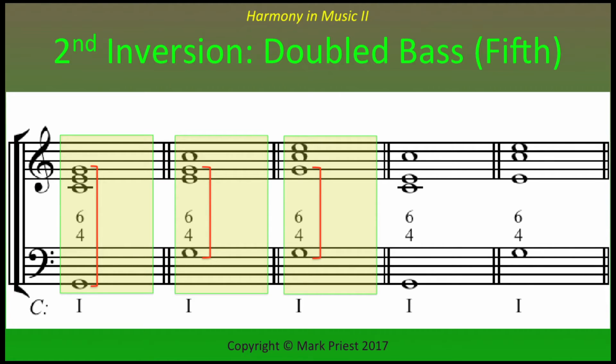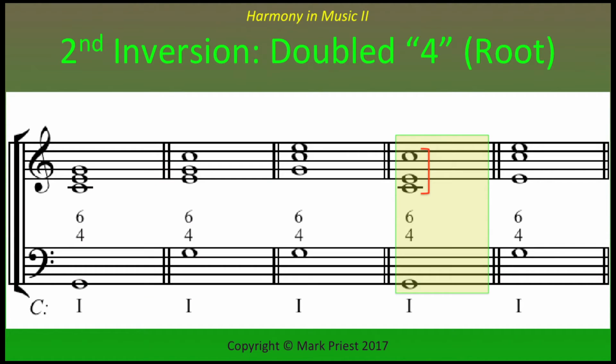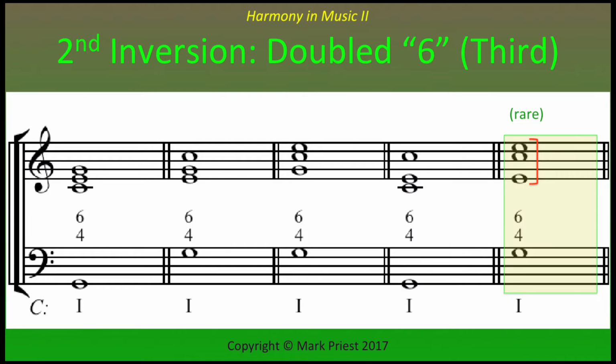The fifth of the second inversion triad is located in the bass. Most of the time, one of the three upper voices doubles the bass tone. It makes little difference whether soprano, alto, or tenor does the doubling. Sometimes it is the root that is doubled, the fourth of this inversion, or the third of the triad, the sixth of the inversion, may be the doubled note. Doubling the sixth of a sixth and fourth chord is rare, however, as this doubling is enabled only by natural voice leading.